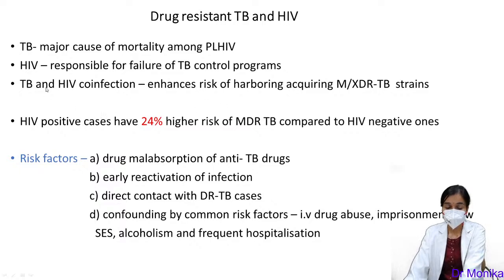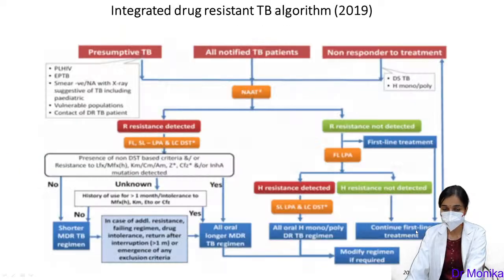TB-HIV co-infection also enhances the risk of acquiring multi-drug as well as extensively drug-resistant TB strains. It has been shown that HIV positive cases have a 24% higher risk of MDR-TB compared to HIV negative ones. The risk factors for drug resistance are drug malabsorption, reactivation of infection, direct contact with a drug resistant TB case, or common risk factors such as intravenous drug abuse, imprisonment, etc.